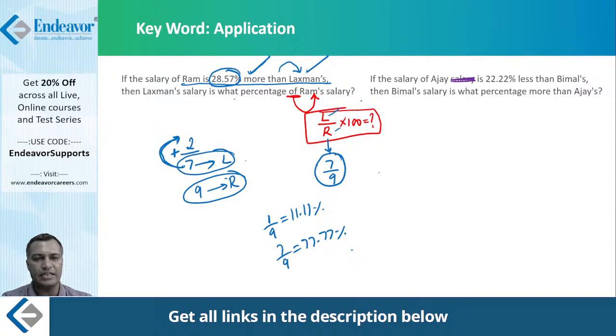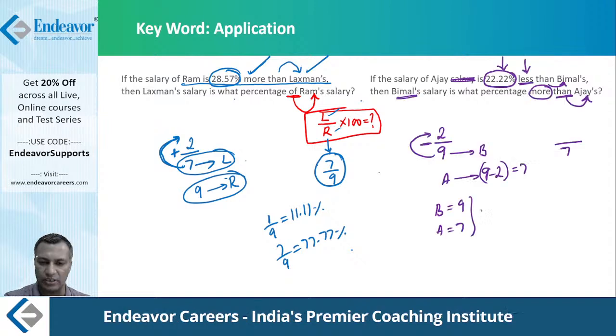Question: after "than", what is coming here? Ajay. Therefore, write 7 in the denominator. What you have to compare? The difference. Whose salary? Bimal's. Therefore, write the difference, 9 minus 7, which is 2. Therefore, 2 by 7 times 100. What is 2 by 7? 2 by 7 is 28.57%. Therefore, Bimal's salary is 28.57% more.